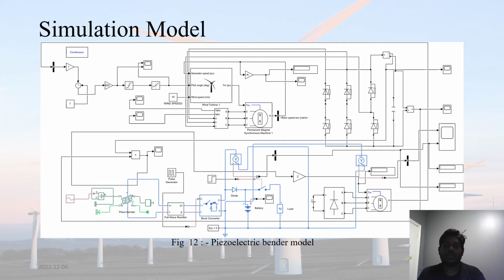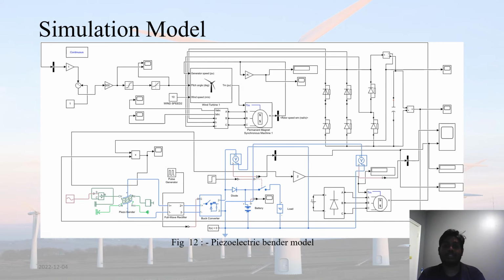Here in figure 12, we can see the model of a piezoelectric bender. In the right portion of the piezoelectric bender model, we see the wind turbine and the pitch control mechanism, followed with the rectified output. To the left, lower end of the model diagram, we can see the piezoelectric bender, which, given the vibrational energy, that is the kinetic energy, produces electrical energy.